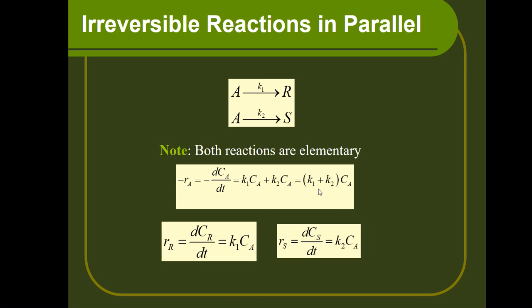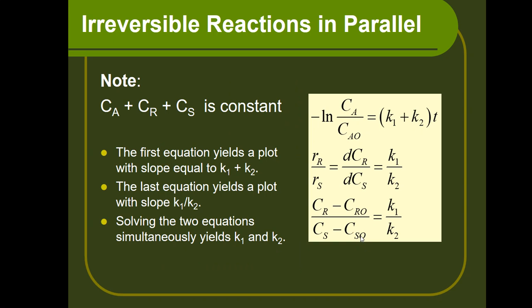CA being common, we factor it out, and we can now treat this as a differential equation. I leave to you the treatment of this particular differential equation. This is the rate of the reaction based on component A, your reactant. If you're going to base it on products R and S, this would be your differential equations. So for this parallel reaction, you have to take note that at any particular time, the sum of the concentrations of A, R, and S is a constant.